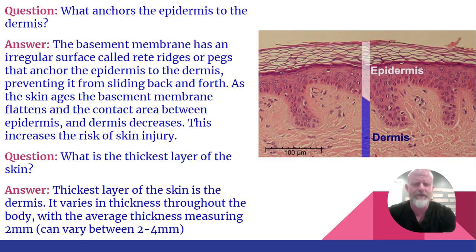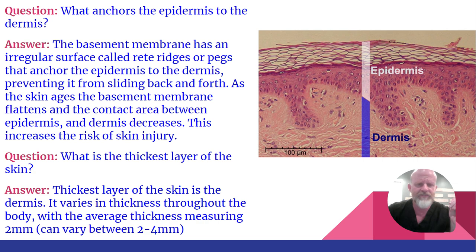What anchors the epidermis to the dermis? This is what we were talking about before. In the papillary dermis, there are finger-like projections that come out, which are called rete ridges. And these basically form a locking mechanism like this that really helps to keep that skin integrity strong and prevent skin tears, etc. So in the aging population, this area thins, and that's why they're a little bit more prone to having skin tears and weakened skin.